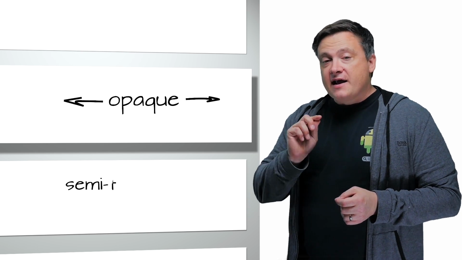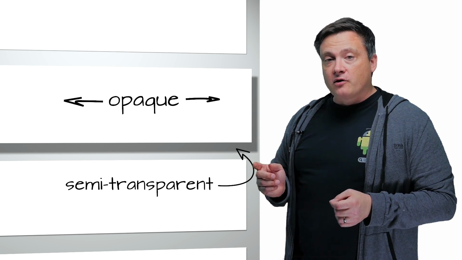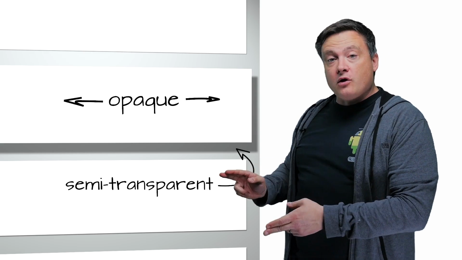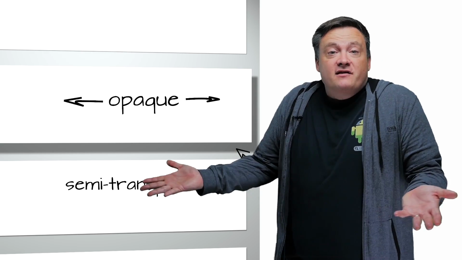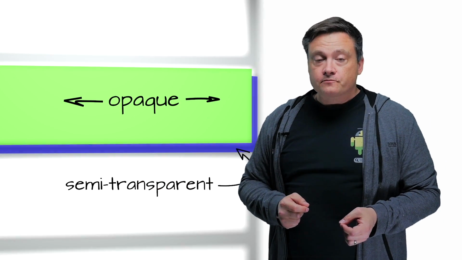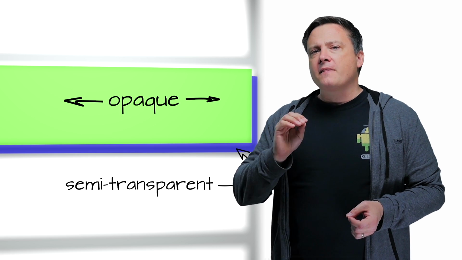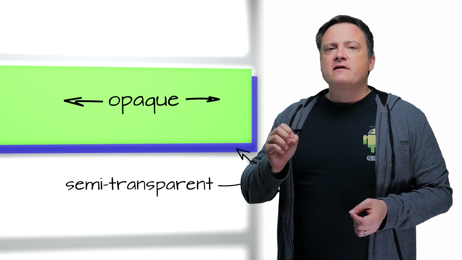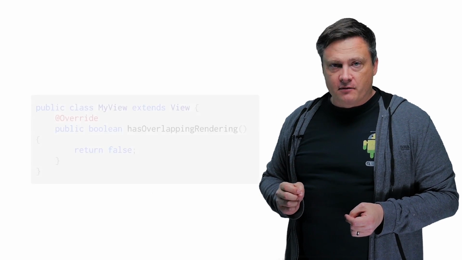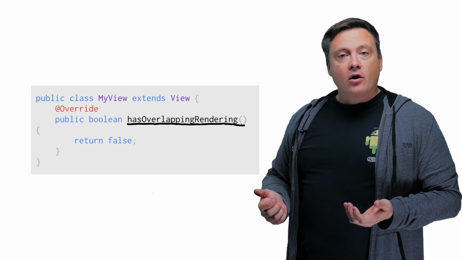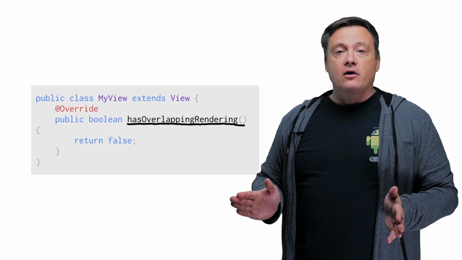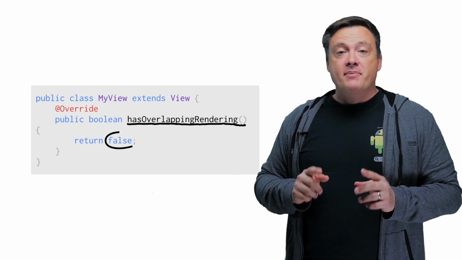Now, another common example is a view with a drop shadow. This kind of view has an opaque part and a semi-transparent part, but it's never going to run into the draw order problem that we saw earlier, and that's because the two parts don't overlap. If they don't overlap, then it doesn't matter what order they get drawn in. So we can let the renderer know about this condition by overriding view.hasOverlappingRendering. If that method returns false, then the renderer won't create a hardware buffer. It'll draw the view in just one pass.